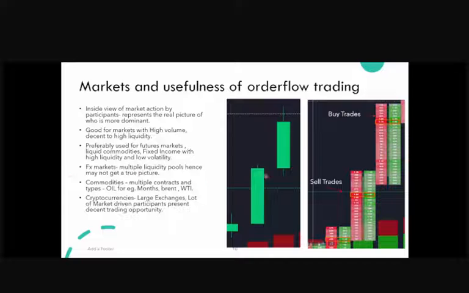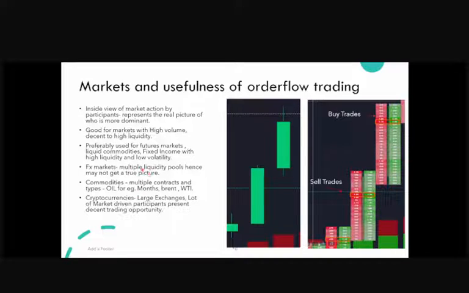So this order flow as a technique is very good for any markets with high volume, high liquidity. It is used mostly in the futures market, any liquid commodities, any fixed income market. We don't have much fixed income trading in India, but it is used in any fixed income market globally, like the treasuries, etc. So any market with good liquidity, good volatility, low volatility, high volatility, it is pretty good to use and decipher this information.